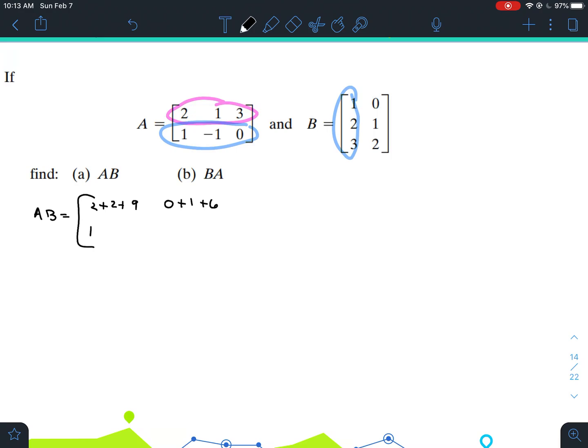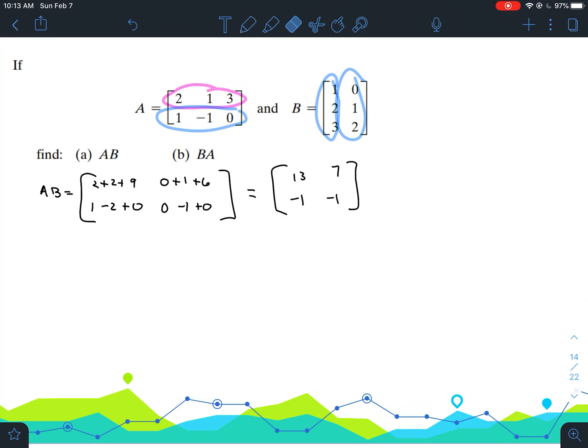So we would have 1 minus 2 plus 0, and then do it to your second column of matrix B. We would have 0 minus 1 plus 0. So matrix A times matrix B would be 13, 7, negative 1, negative 1. And so that looks like what matrix A times matrix B would be.